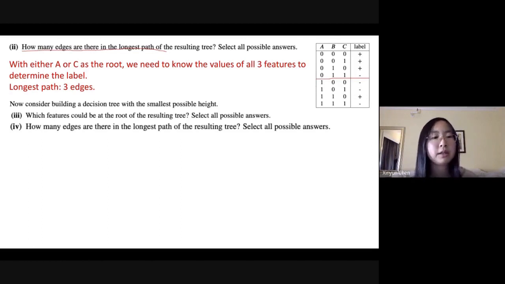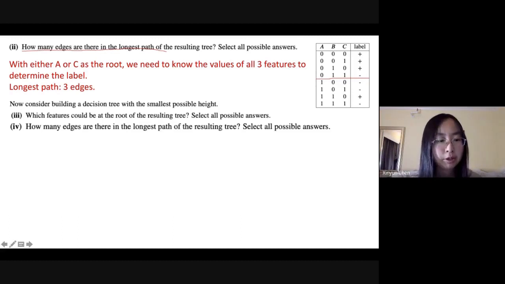Then, in the second part of the question, it asks us to build a decision tree with the smallest possible height. So basically, here we do not need to unnecessarily maximize the information gain per split.